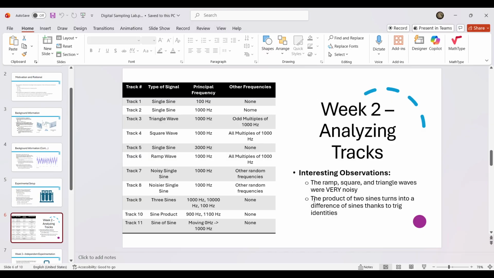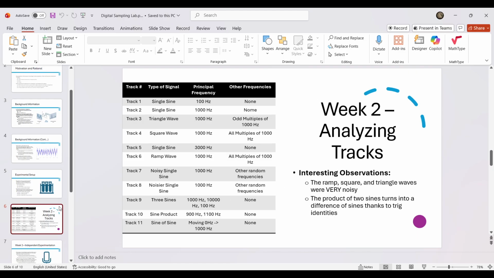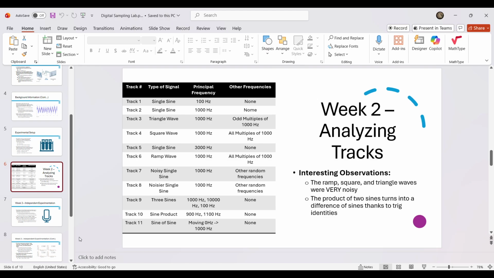And also another interesting note was that the product of two sine waves turned into a difference of signs thanks to trig identities, which is actually in the lab notebook notes. So here we have some principal frequencies of each of these and other frequencies here. The noise kind of appears as the other random frequencies, by the way, because noise manifests itself as random, smaller power contribution frequencies outside of the principal frequencies.